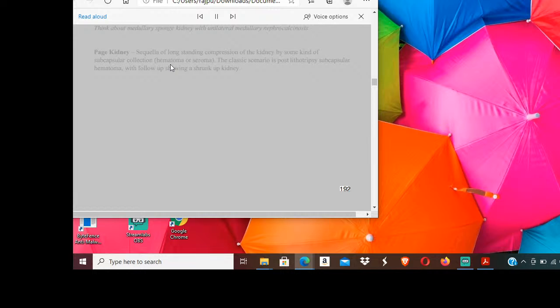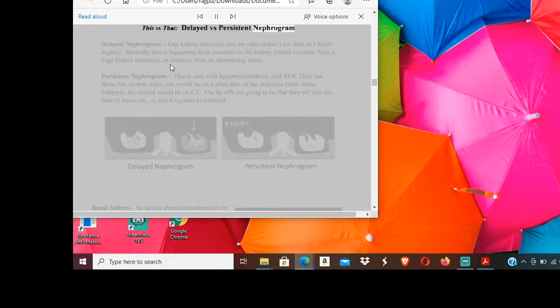192. This versus that, delayed versus persistent nephrogram. Delayed nephrogram, one kidney enhances, and the other doesn't, or does to a lesser degree. Basically, this is happening from pressure on the kidney, either extrinsic from a Page kidney situation, or intrinsic from an obstructing stone. Persistent nephrogram, this is seen with hypotension/shock and ATN.